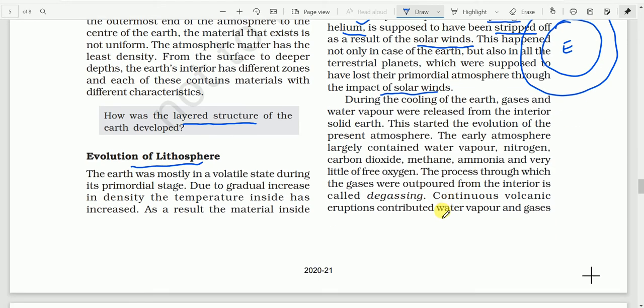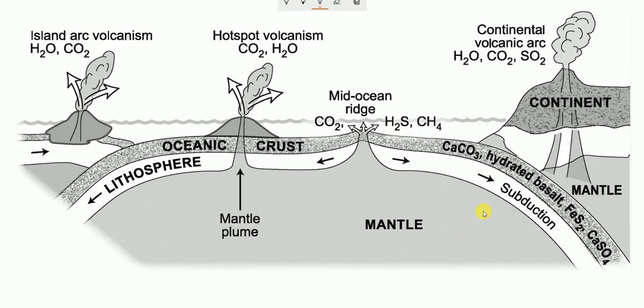Then in the second stage, what happened? Just see this diagram. In the second stage, there were volcanic eruptions. One volcanic eruption is here, another here. In different places of the world, there were lots of volcanic eruptions. Through the volcanic eruptions, water vapor and carbon dioxide were mainly ejected, and sometimes methane also.